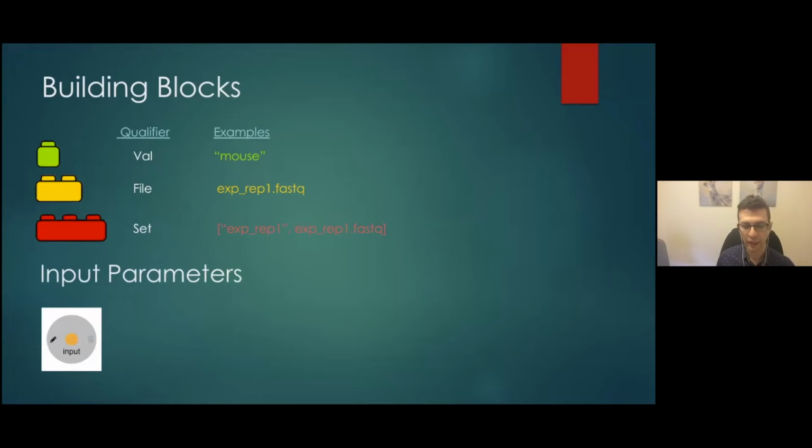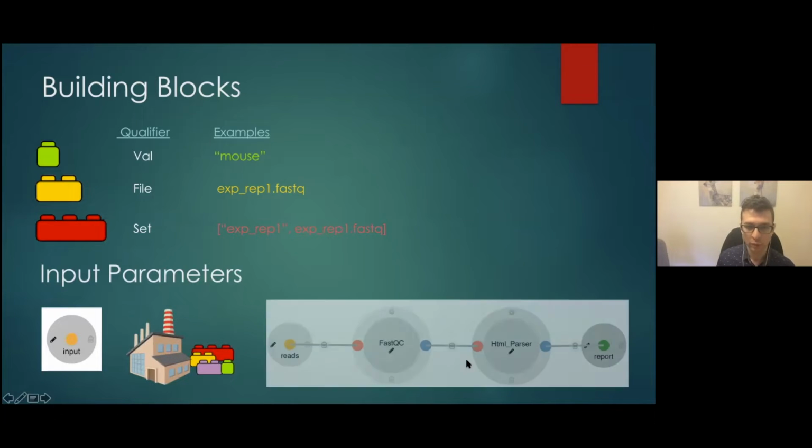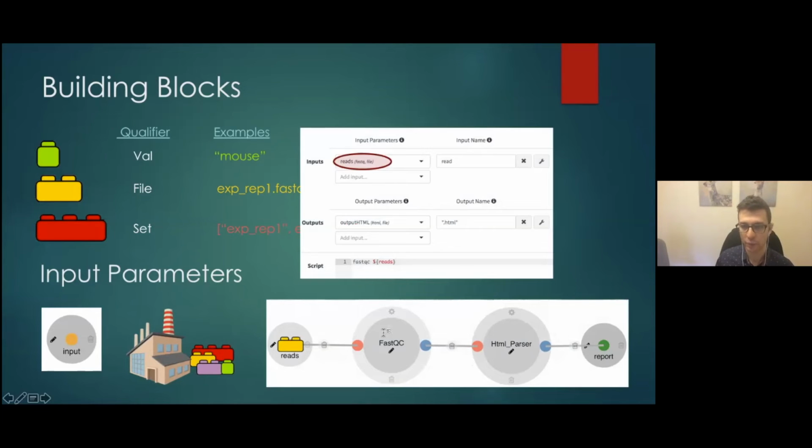Let's talk about our input parameters. These input circles work like a factory to create these building blocks. So let's look at this simple example pipeline. It will start with this building block. It's a file block, for example, over here. The reason that it's created a file block is behind this process.